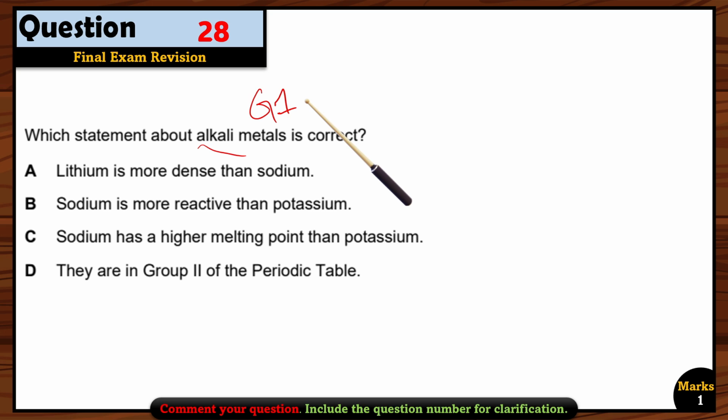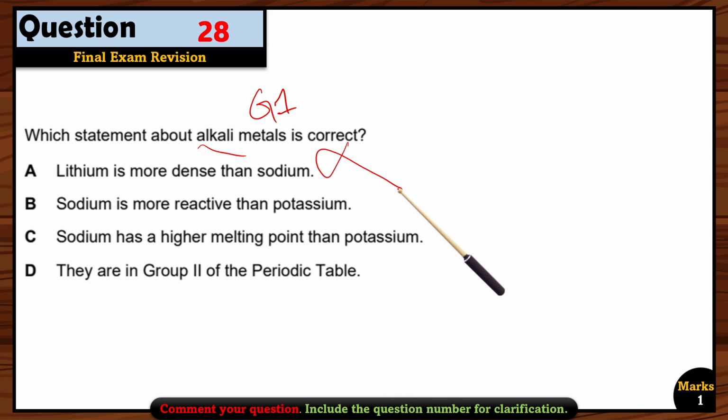Let's see now one by one. Lithium is more dense than sodium. If you look at your periodic table, lithium comes first and sodium comes later. The trend in group 1 is that when you go down the group, the density increases because the number of shells is increasing. So lithium is less dense compared to sodium because sodium comes after lithium. So this option is wrong.